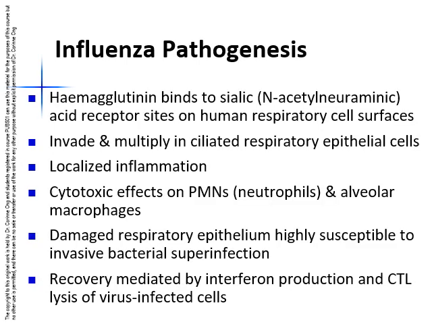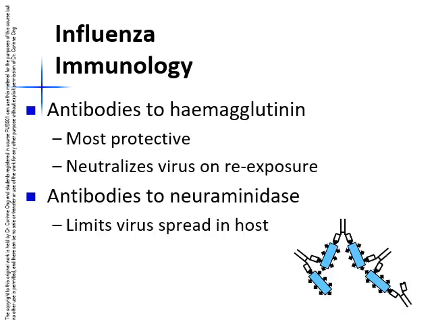The influenza virus uses its hemagglutinin spikes to bind sialic acid receptor sites on human respiratory cell surfaces. It then invades and multiplies in ciliated respiratory epithelial cells, causing localized inflammation and cytotoxic effects on neutrophils and alveolar macrophages. The damaged respiratory epithelium is highly susceptible to invasive bacterial superinfections unless recovery is mediated by interferon production and cytotoxic T-cell lysis of virus-infected cells.